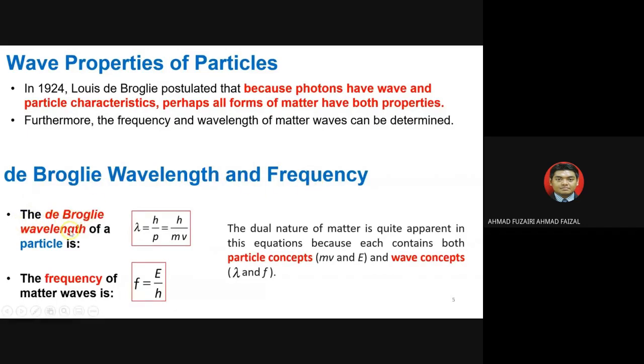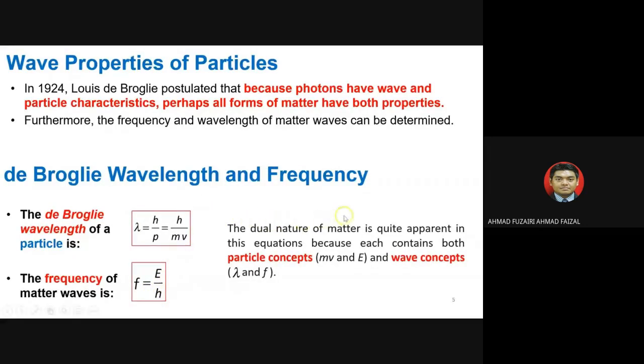The de Broglie wavelength of a particle is given by this equation: lambda equals h over p. h is the Planck constant, p is the momentum of a particle, equals h over mv, where m is the mass and v is the speed of that particle. Okay, and the frequency of the matter wave can also be given by this equation. The frequency equals the energy divided by the Planck constant.